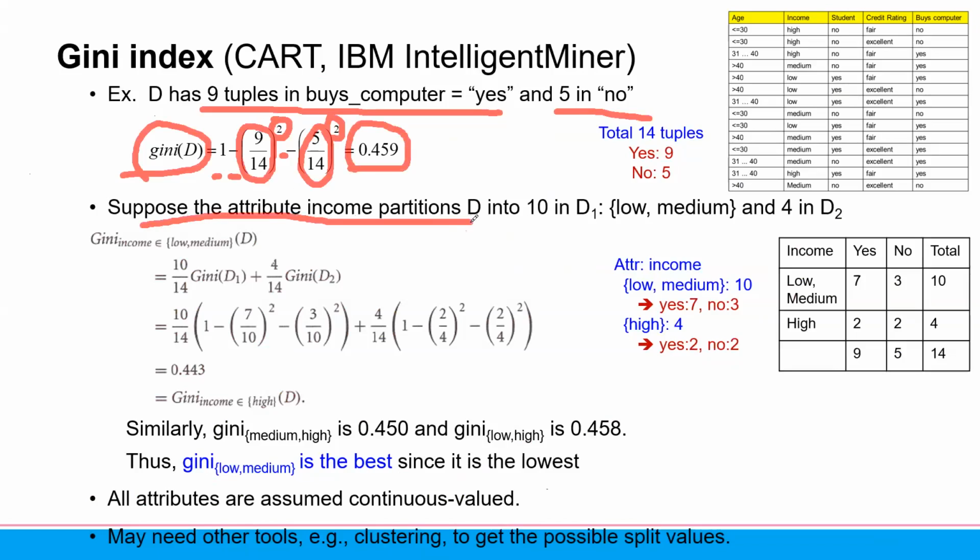And let's suppose the attribute income partitions D into D1 and D2. So we have only two sets. Okay. In this case, we need to have only two sets. How can we make two sets? We need to combine some values. If there are three values like low, medium, and high, then we can make low and medium together with high, and then we can make medium and high together with low, and we can make low and high together with medium. So we need to calculate for every possibility. We call this D1 and we call this D2.